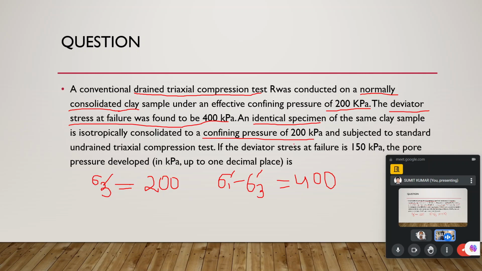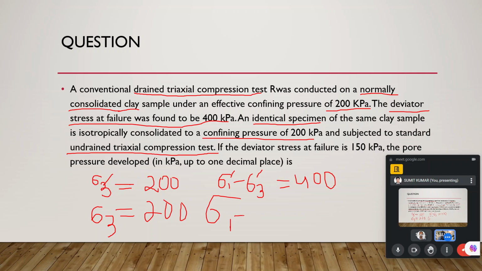And earlier we were doing the drained test; this time we are doing the undrained triaxial compression test. Since the test is undrained, pore water pressure must develop, and this value is sigma 3, which is about 200 kilopascal. If the deviatoric stress at failure is 150 kilopascal, then the pore water pressure develops in these sections.